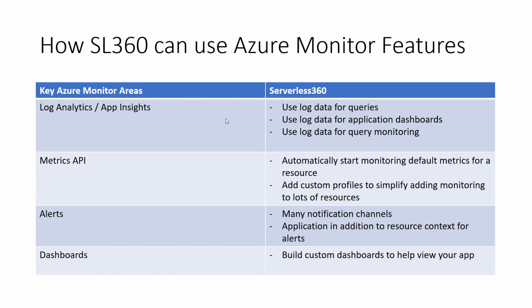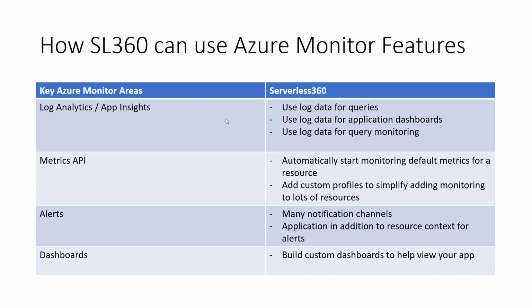So if we have a quick look here, how Serverless 360 can use Azure monitoring features. If we talk about App Insights and Log Analytics, we can use the log data for queries. We can use the log data to build dashboards. So we've got a rich dashboard feature in a business app where you can add custom queries and make it visible in that application concept, which is quite a powerful feature. We can also query the logs using a recurrent query that'll trigger an alert if something's not right.